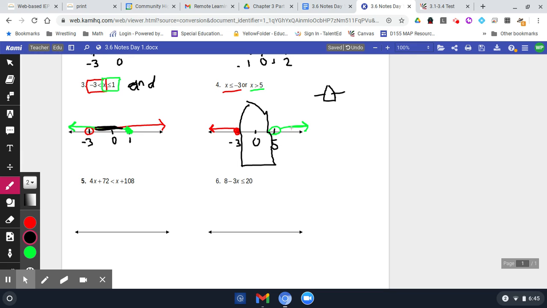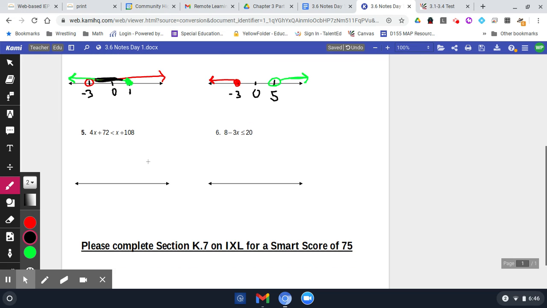Right, so ors almost always go out like that, and ands are almost always going to highlight in the middle. There are 2 exceptions, which we will get to at some point. But ors outside and ands in the middle. All right, so now lastly, we have 5 and 6. 5 and 6 are just multi-step inequalities where we have to solve both sides.